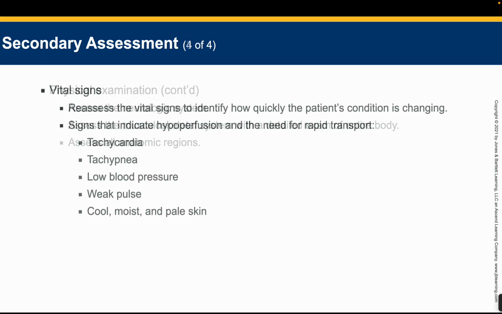Vital signs are a key part of your secondary assessment, and just as important as taking them is reassessing them. You're looking for trends. Is your patient improving, staying the same, or getting worse? You also want to watch for signs of hypoperfusion or shock, things like tachycardia, tachypnea, and low blood pressure. You may also see a weak pulse and skin that's cool, pale, or moist. These findings tell you your patient may not be perfusing well and could be deteriorating. So this is where you connect the dots, using your vital signs to guide your decisions and recognize when your patient needs rapid intervention and transport.